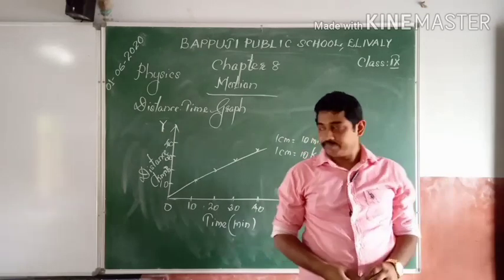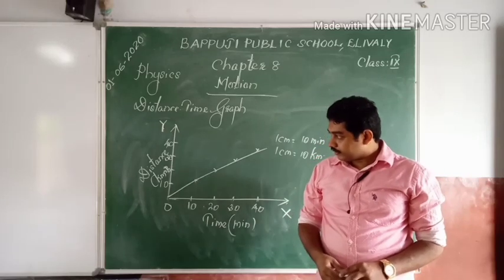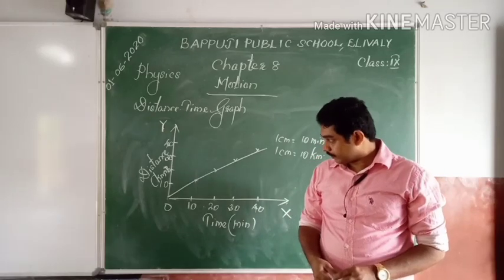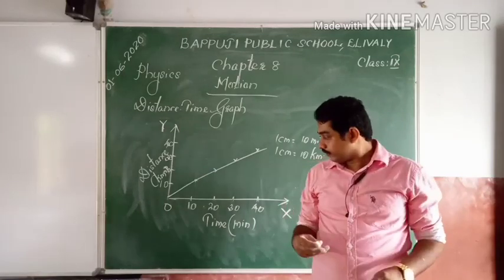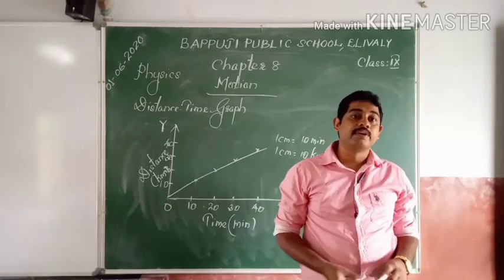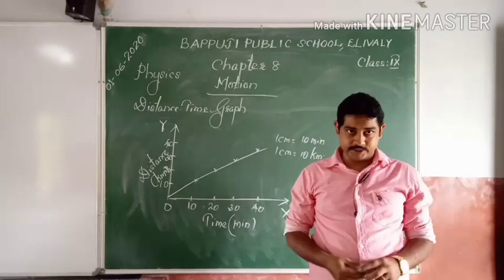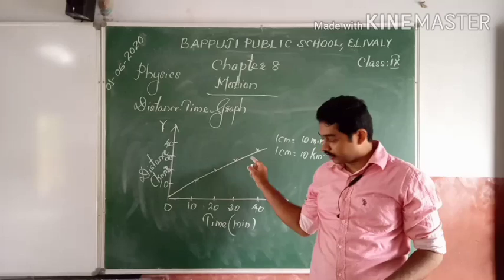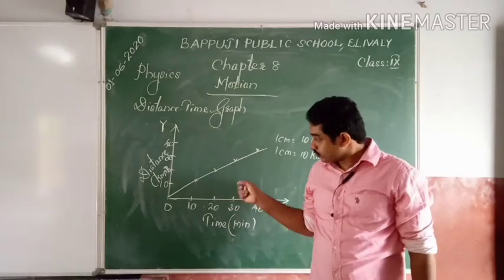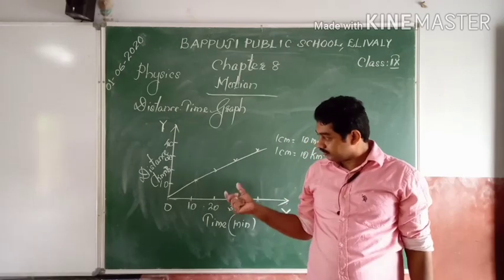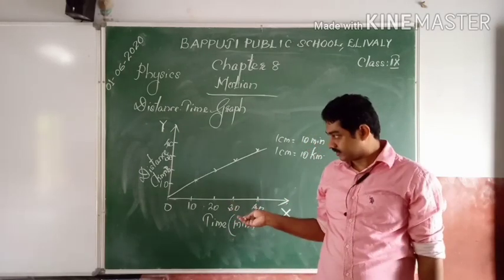If it covers 10 kilometers in 10 minutes and 20 kilometers in 20 minutes, 30 kilometers in 30 minutes, in every 10 minutes it covers 10 kilometers each. So it is a uniform motion. We will get a straight line graph. Then we can calculate velocity. The slope of the distance time graph gives speed or velocity of the object.